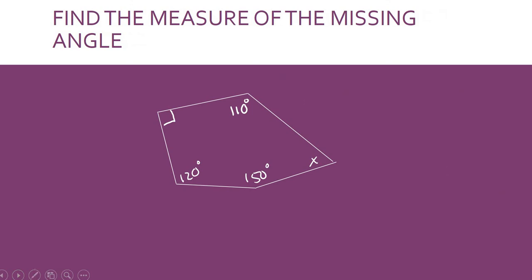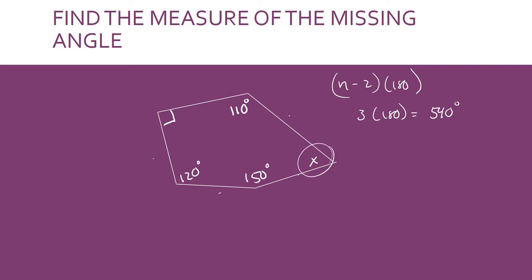Let's try this one. Find the measure of the missing angle. So first I have to count how many sides. 1, 2, 3, 4, again a pentagon. 1, 2, 3, 4, 5 sides. So n minus 2 times 180 is the sum of all the angles. So we already saw that that was 3 times 180, which is 540. So find the measure of the missing angle, x.